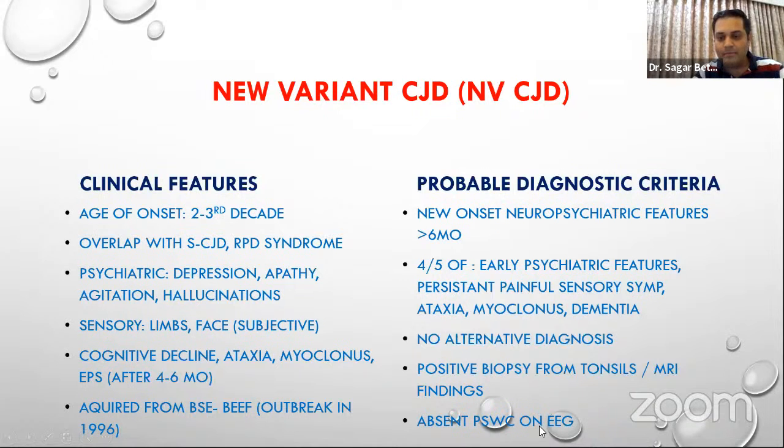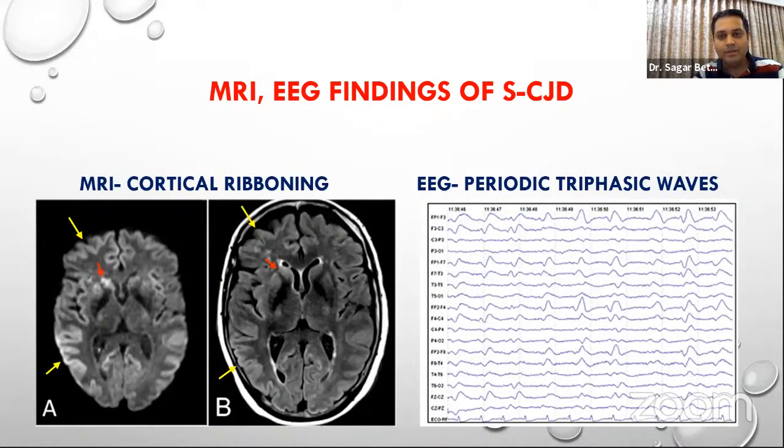say specific, but quite sensitive finding and a reasonably specific finding in a typical setting of a sporadic CJD case. The typical periodic sharp waves are of around 1 to 2 hertz frequency with a progressively slowing background as the disease progresses. But the point I'm trying to say is that in the variant CJD, these periodic sharp wave complexes are absent.